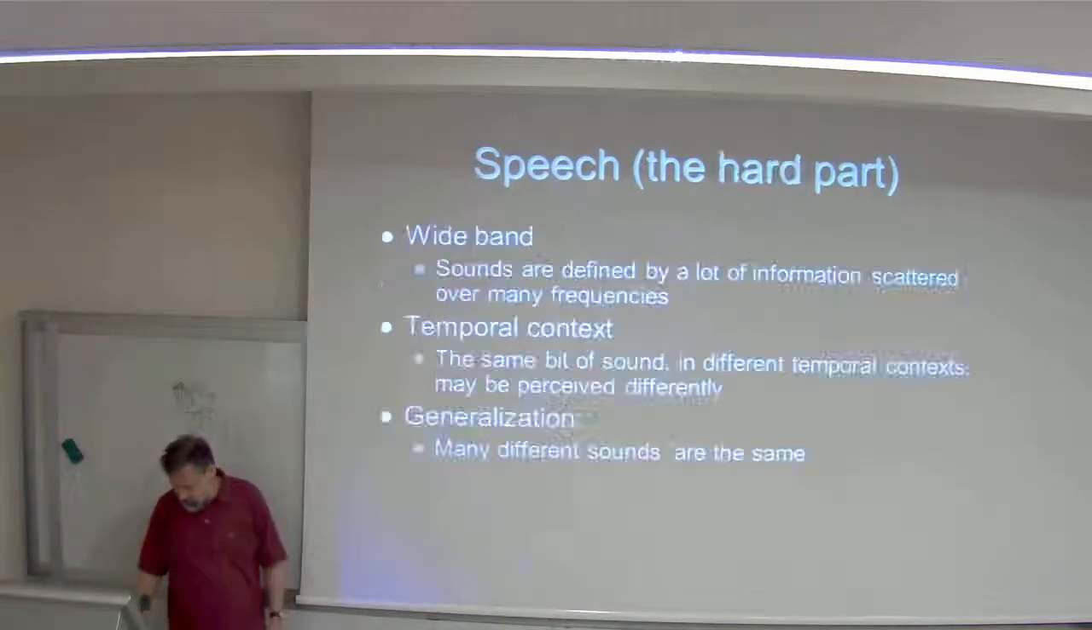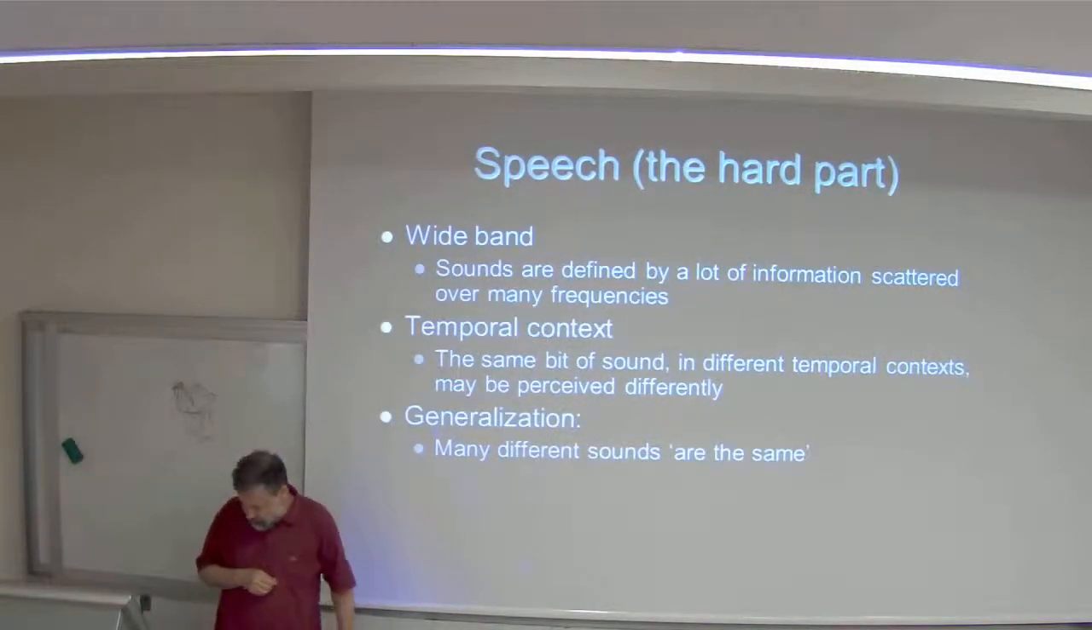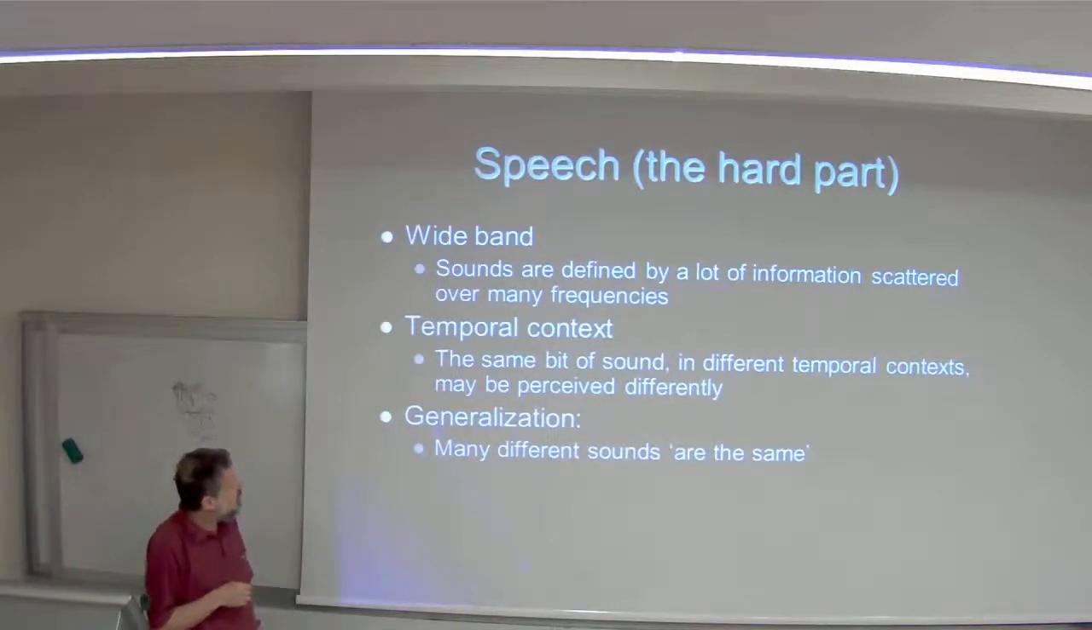You probably all know that speech is not easy, and the reason, to a large extent, is context. Okay? The speech sounds are defined by information scattered over many frequencies. So this already creates a problem, because the first thing we do when we process sound is to break sound into the frequency components. So this means the differences between sounds are going to lie on different auditory nerve fibers.